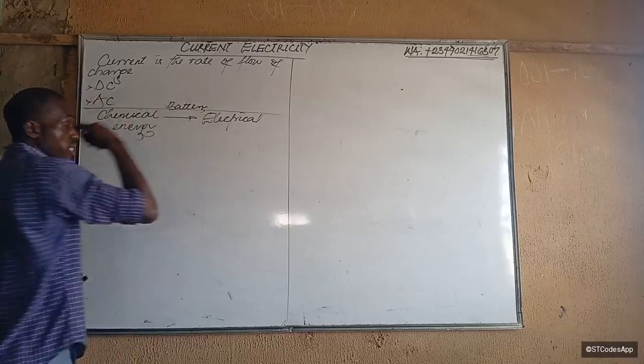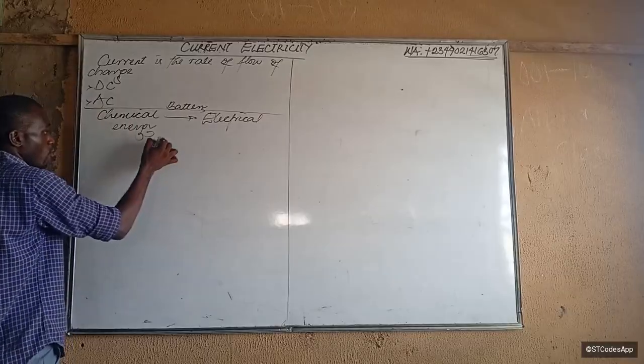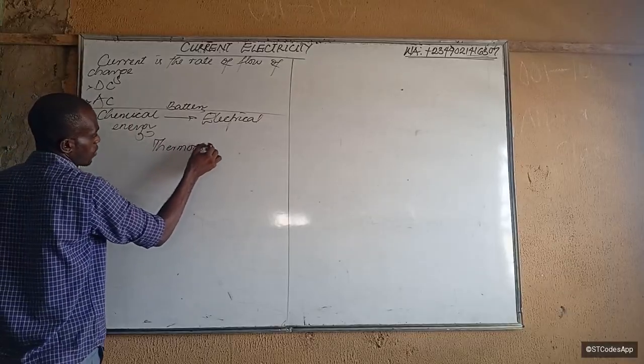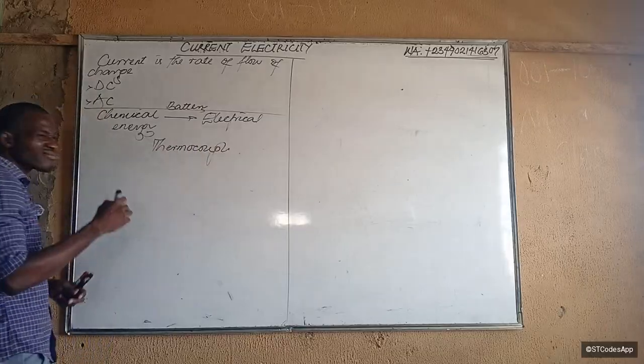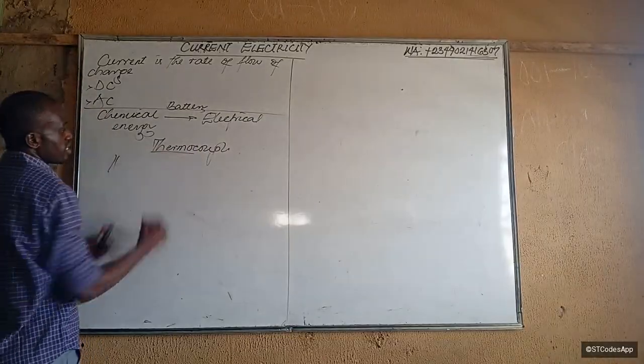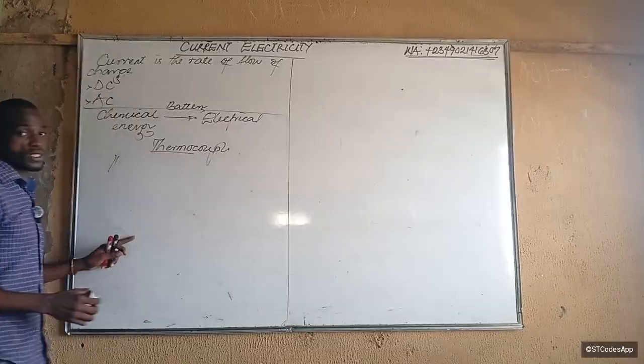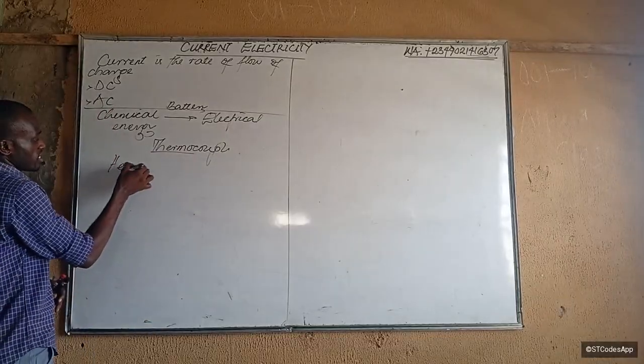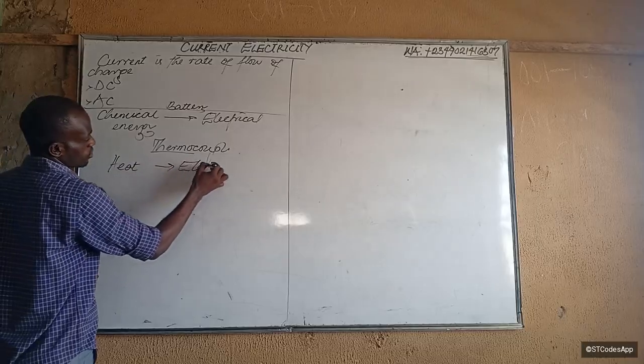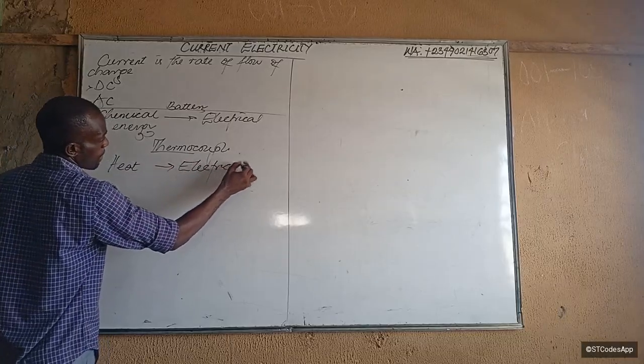Okay. Then we also have a thermocouple. A thermocouple is one where heat energy, of course, you can already see thermal. So when you hear therm, the word therm means heat. So heat energy is being converted to electrical energy. So that's in a thermocouple.